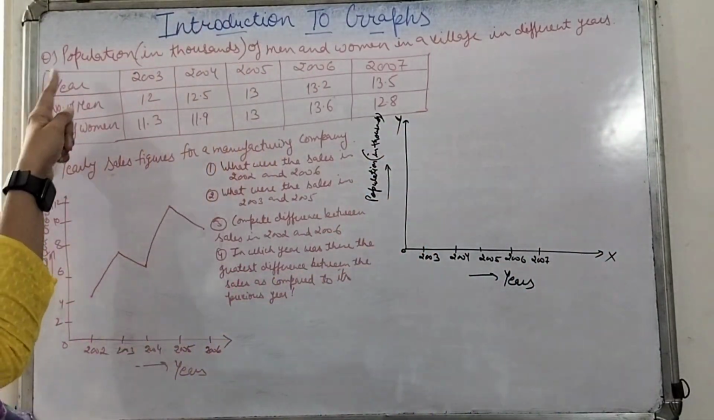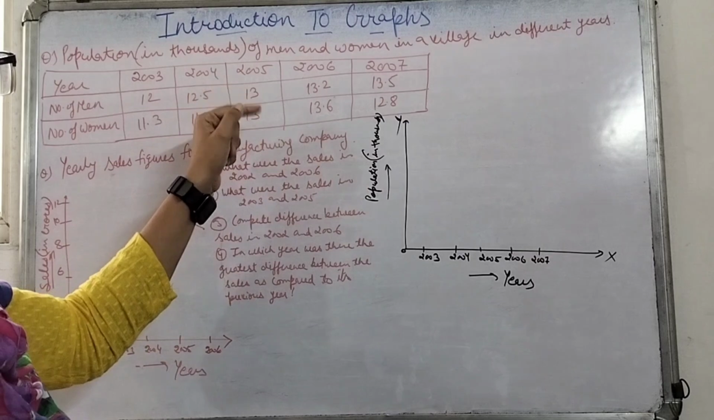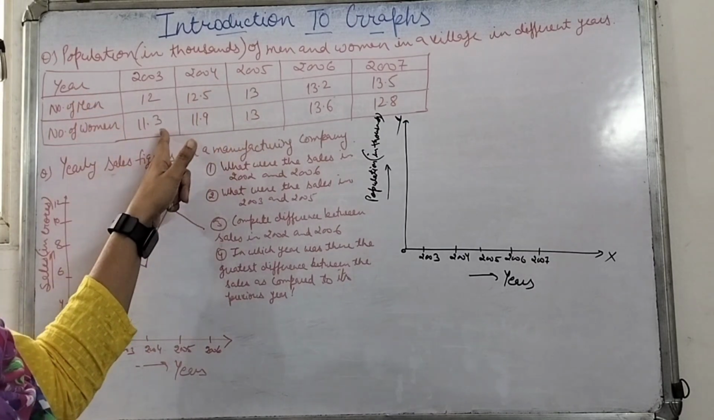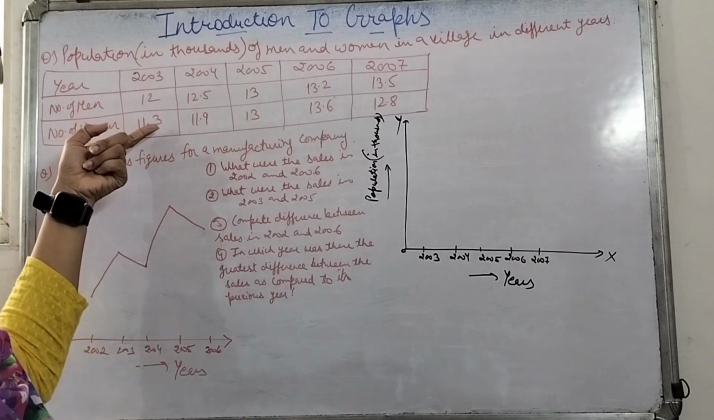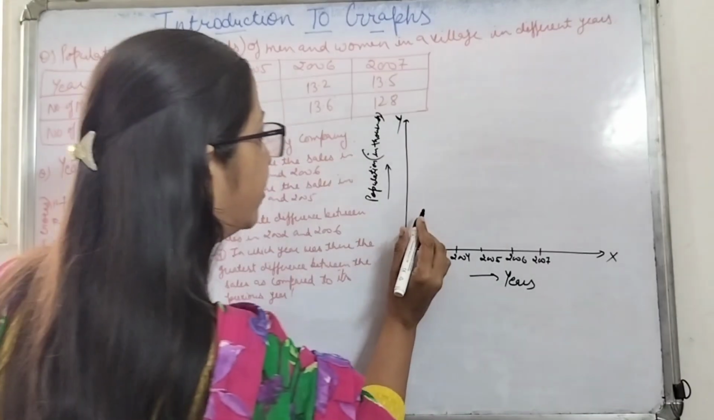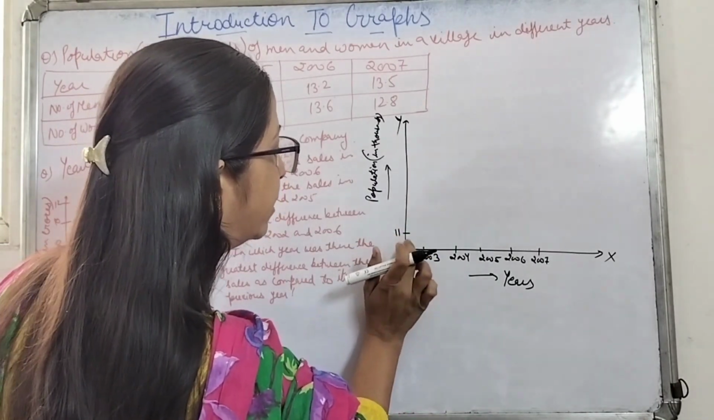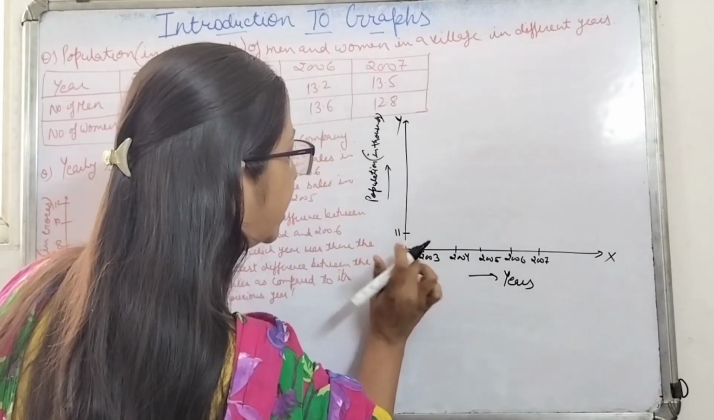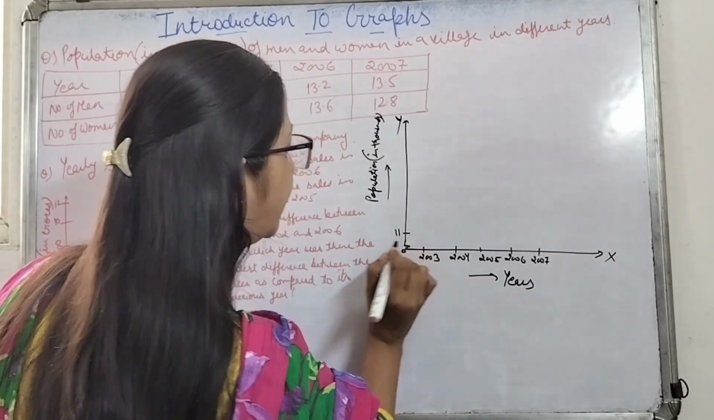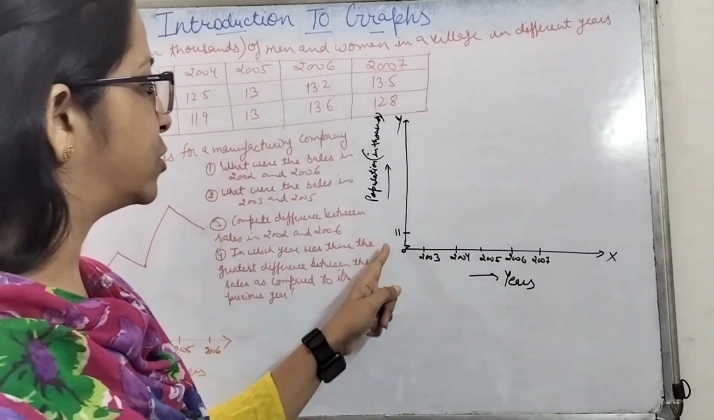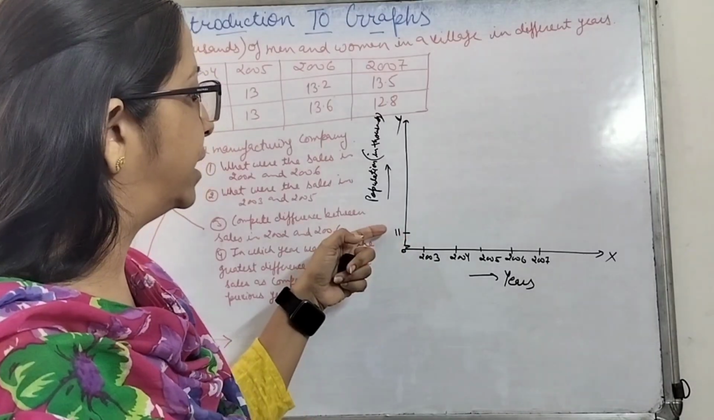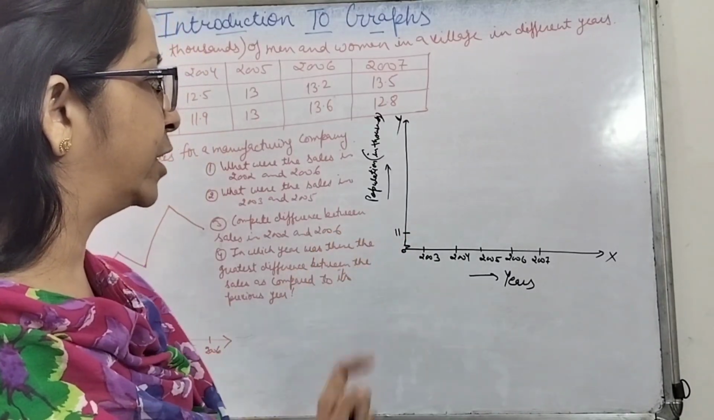Now here on the y-axis, we will be taking your population in thousands. It is starting from your 11. The lowest is your 11.3. So we can start from 11 even. So we have taken over here 11. And because it is not starting from 0, we will be making a kink over here. Like this, we will be making a kink over here because it is not starting from zero. We have started it directly from 11. So we have made a kink over here.